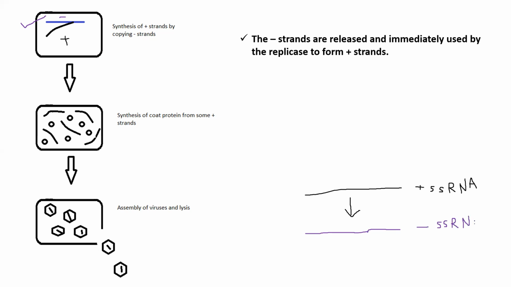This minus single-stranded RNA would be used as a template by the same enzyme to make the plus strand RNA, which is the genome. Now this plus strand RNA can be packaged into the progeny, and it can also go back for the translation to make more protein.